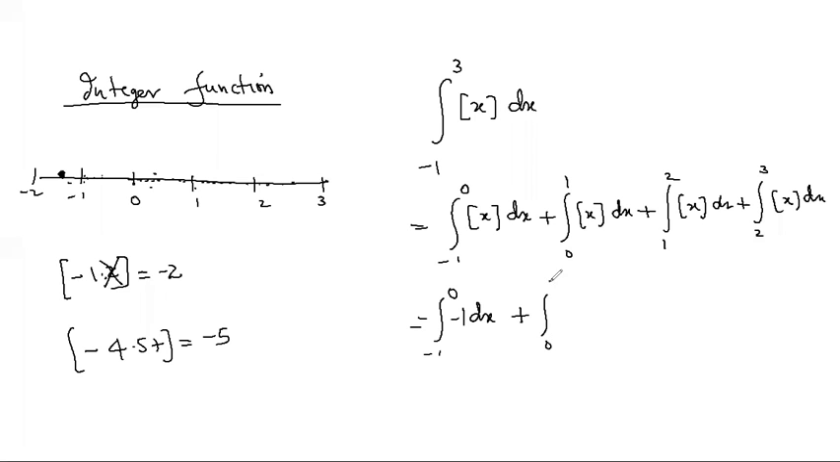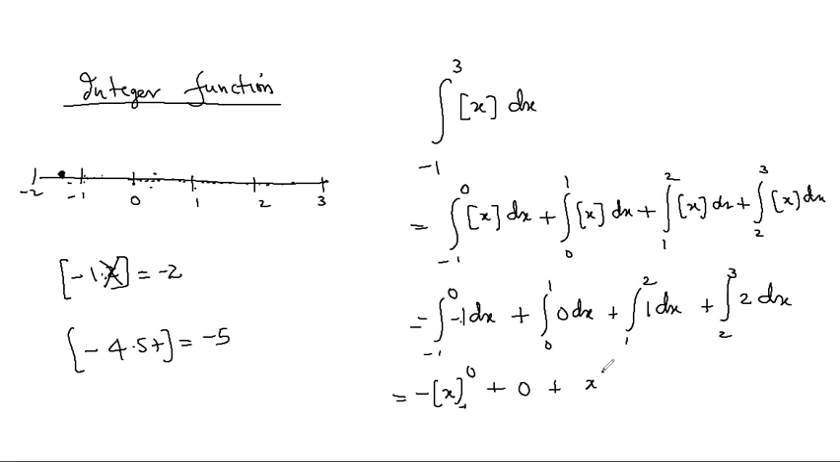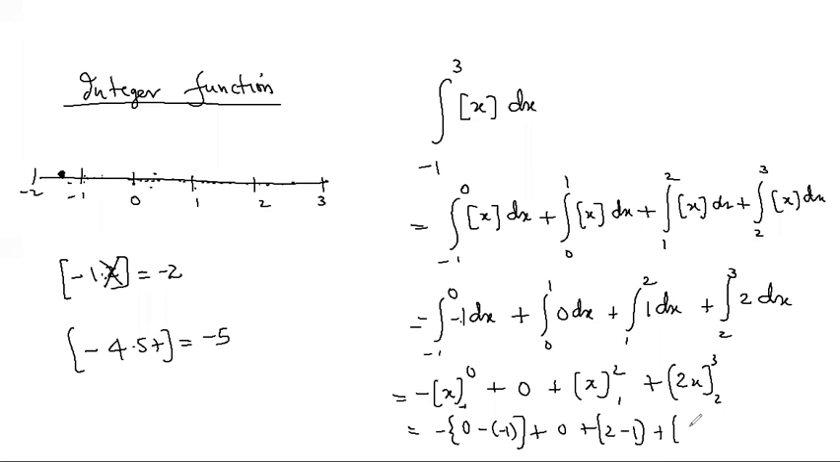From 0 to 1, the integer of any number is 0. From 1 to 2, it is 1. From 2 to 3, it is 2. Now integrate and write your answer. What's the integral of minus 1? It is minus x, from minus 1 to 0. Then 0, then x from 1 to 2, then 2x from 2 to 3. So my answer became minus of 0 minus 1, plus 0, plus 2 minus 1, plus 6 minus 4.